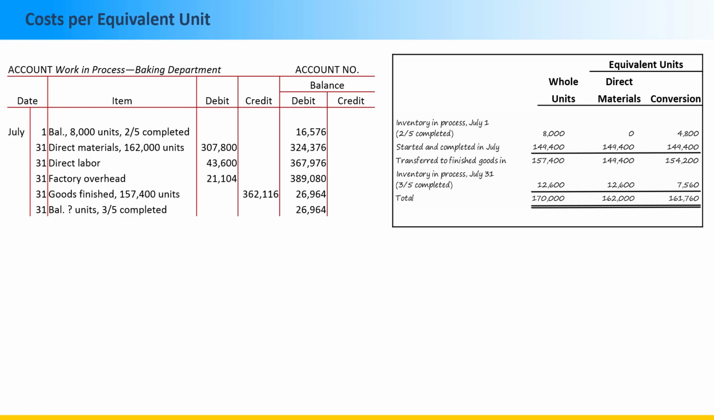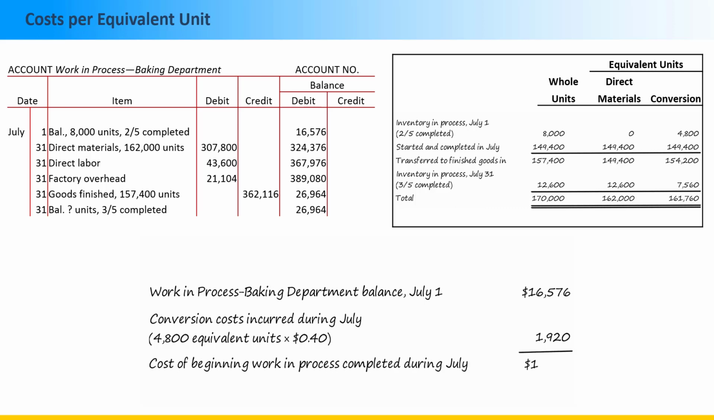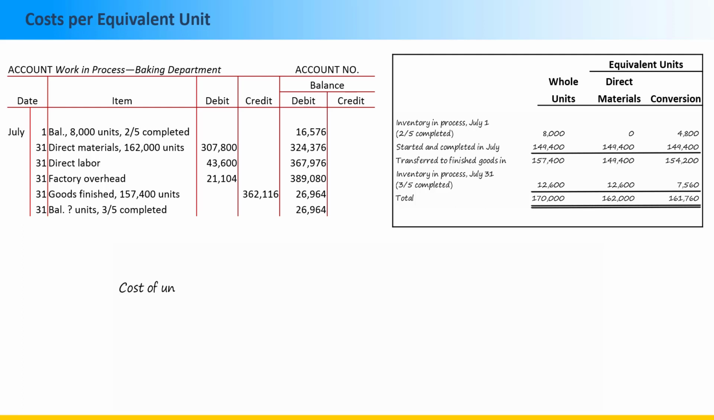Now, we calculate the cost of the beginning work in process completed during July. The beginning balance of work in process of the baking department is $16,576. The conversion cost incurred during the period is $1,920, calculated by multiplying 4,800 units by 40 cents. Thus, the cost of beginning work in process completed in July is $18,496.